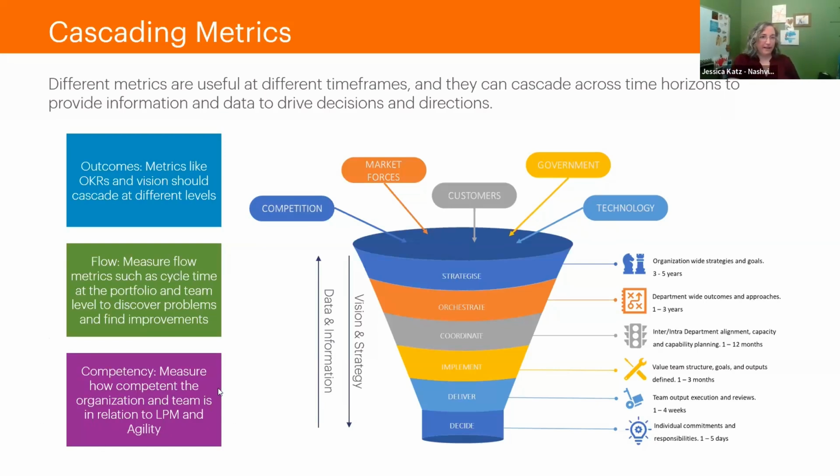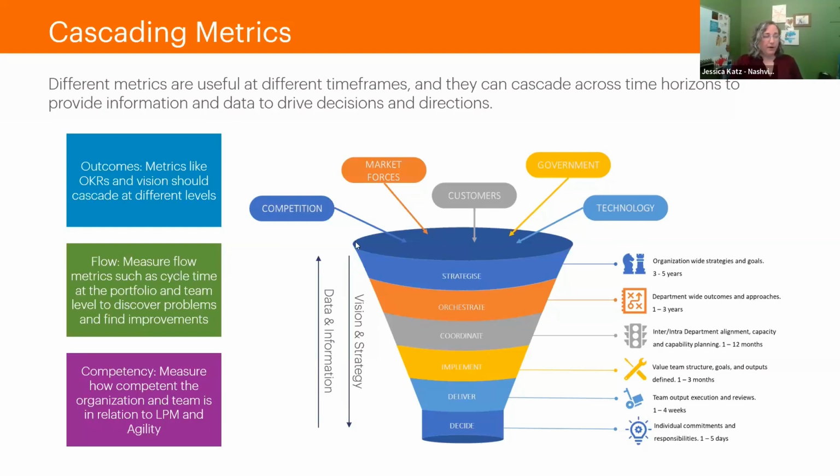And then competency. Oh, I'm so sorry, Chris. OKR stands for Objective Key Result. And it is a commonly used strategic metric at the top tiers of organizations and is often cascaded down to teams. And then competency, measure how competent the organization and team is in relation to LPM and agility. So this is essentially an agility health metric or a portfolio health metric.